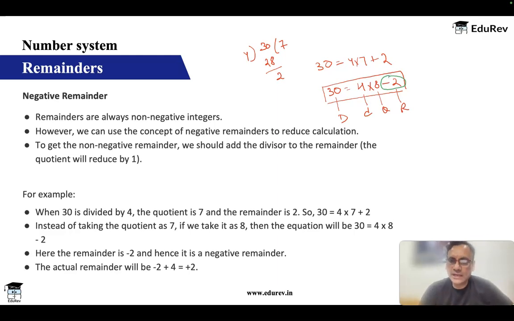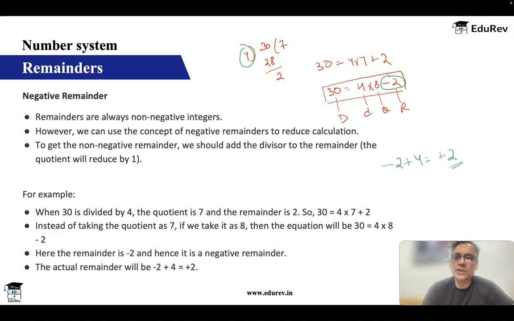So when we get a negative remainder, all that you have to do is to that negative remainder add the divisor. What was the divisor? The divisor was 4. So add the divisor, and your remainder will become plus 2. This is all that you have to do. So whenever you have a negative remainder, you just have to add the divisor.